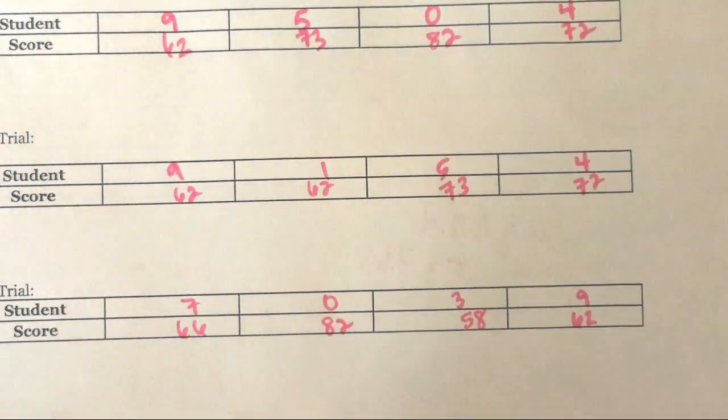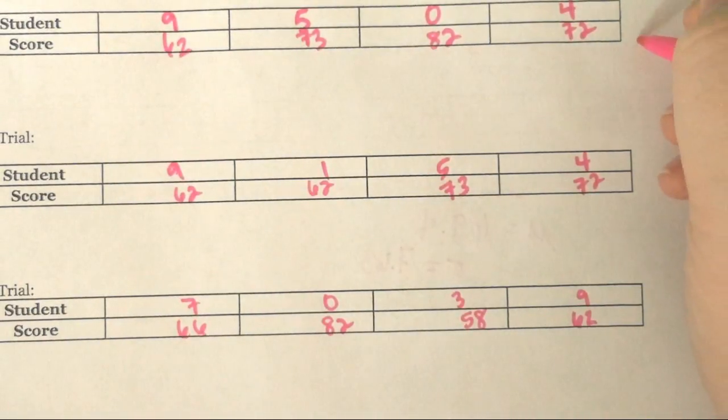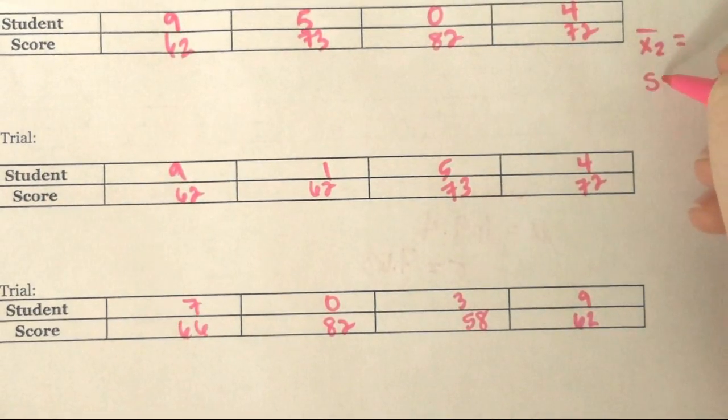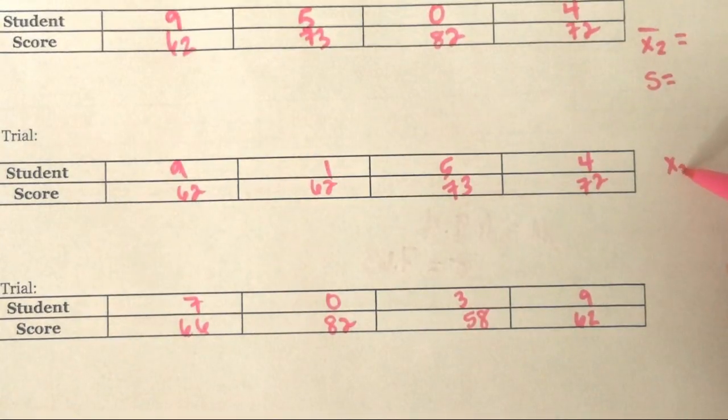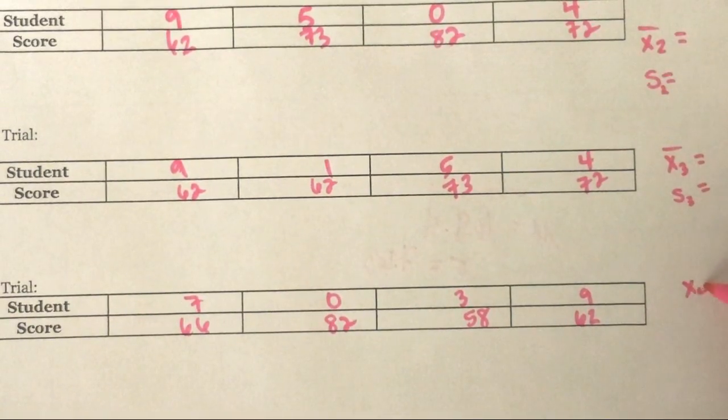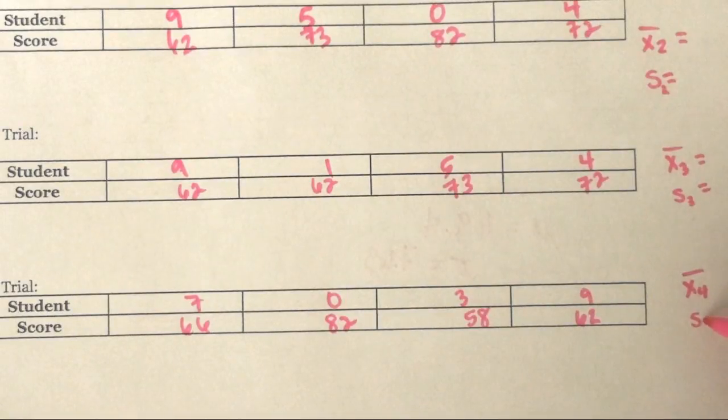Okay, so I'm quickly going to calculate. I'm going to call this one x2 bar, and I'm going to calculate its standard deviation as well. And I'm going to do x3 bar and its standard deviation. I might give it a tiny subscript as well so I can keep track of them. X4 bar, maybe even its standard deviation.